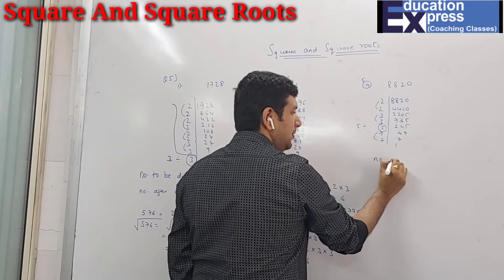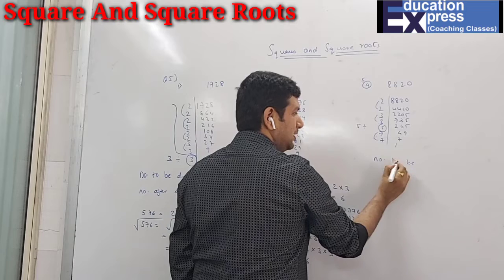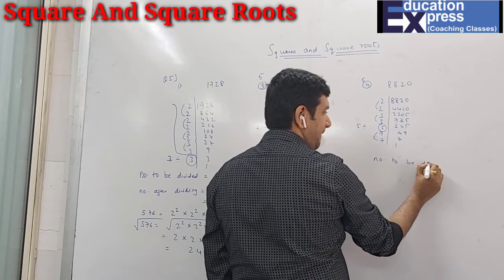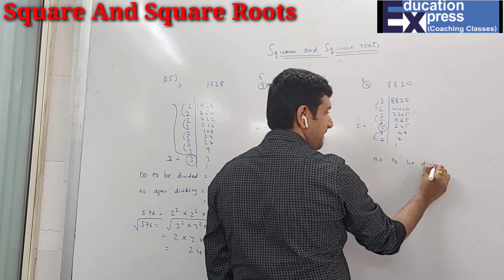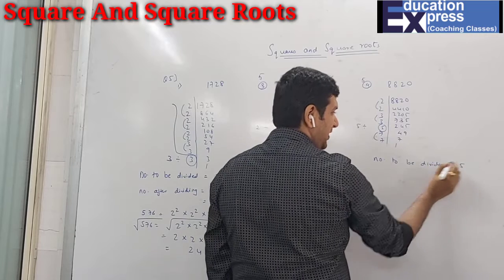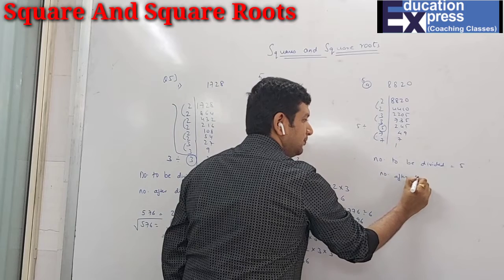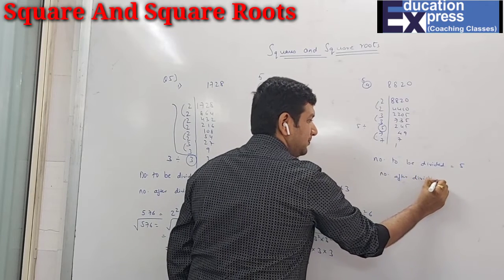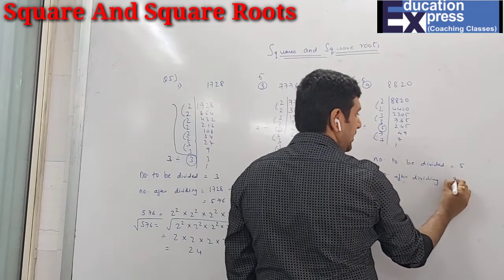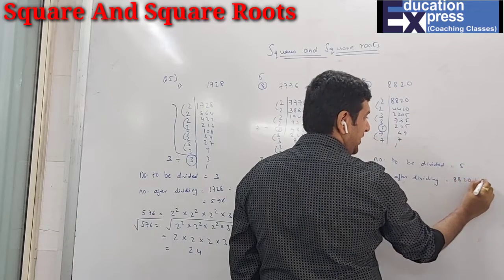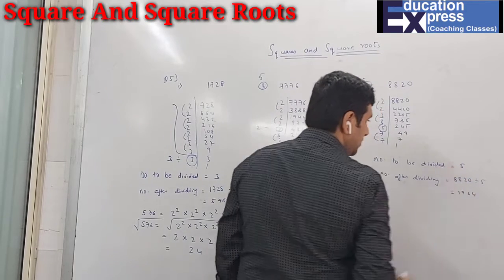The number to be divided will be 5, and the number after dividing you will get as what? 8820 divided by 5, 1764.